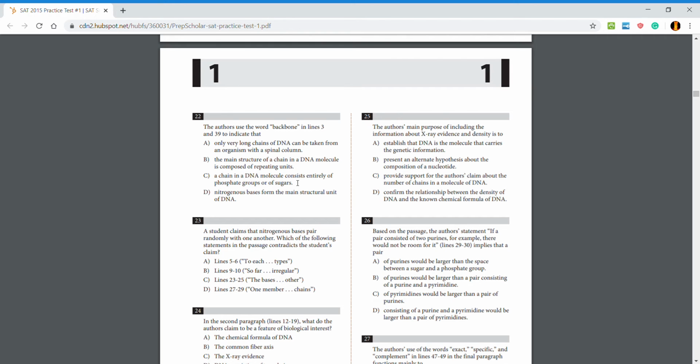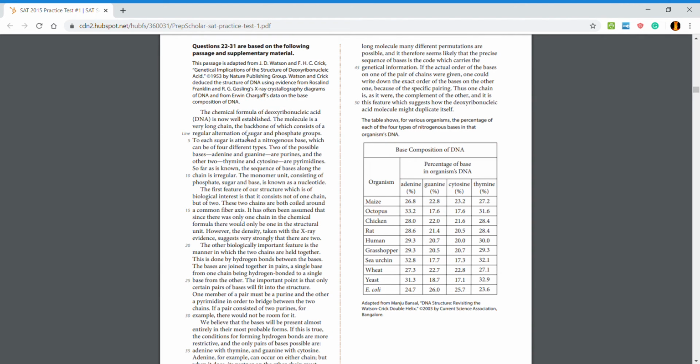The main structure of a chain in a DNA molecule is composed of repeating units. A chain in a DNA molecule consists entirely of phosphate groups or of sugars. Or D, nitrogenous bases form the main structural unit of DNA. So, let's go to lines 3 and 39.